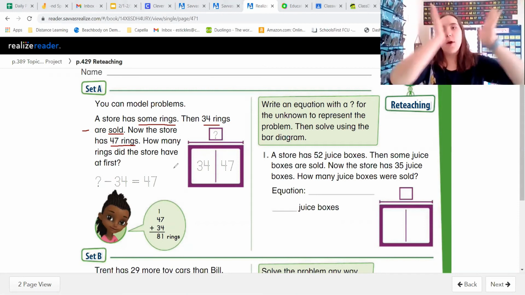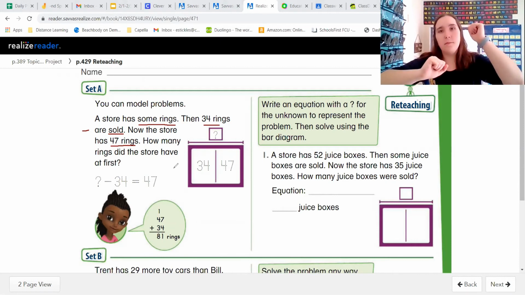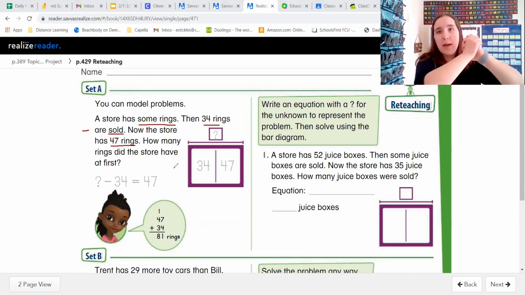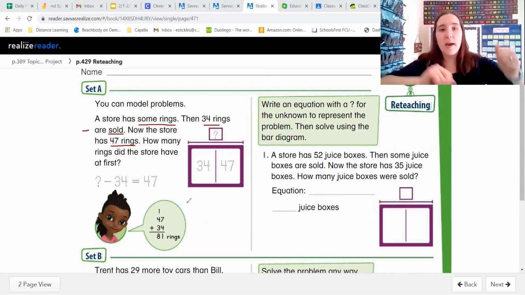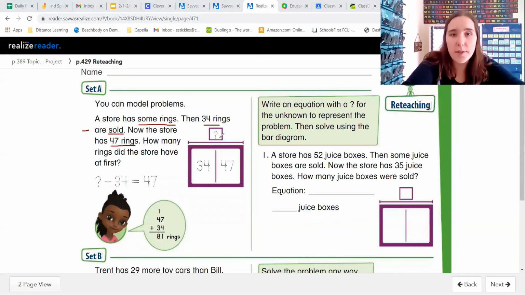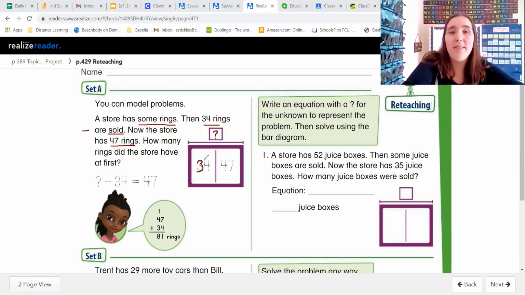So guess what? If you have a number of rings in a store and you sell some and then you have some left, that means the number at the very beginning is what we are looking for because we know how many they sold and how many they have left. So this is how we would fill out our bar diagram. Our number that we don't know is the total number of rings that they first started with. But we do know that they sold 34 of them and that left them with only 47 rings. Okay. So we need to figure out how many did they start with.